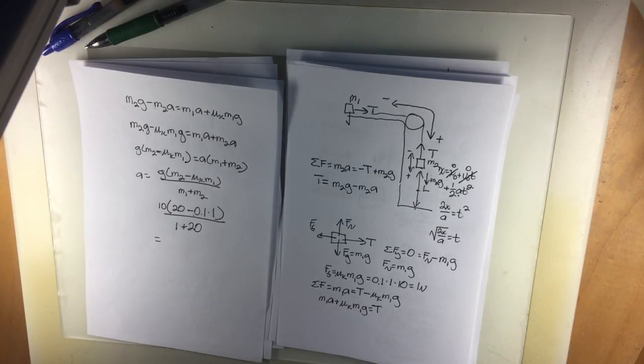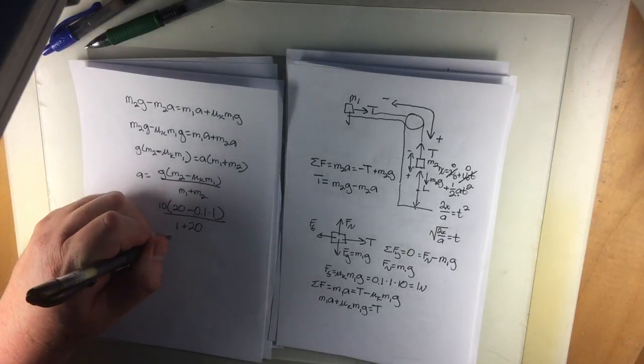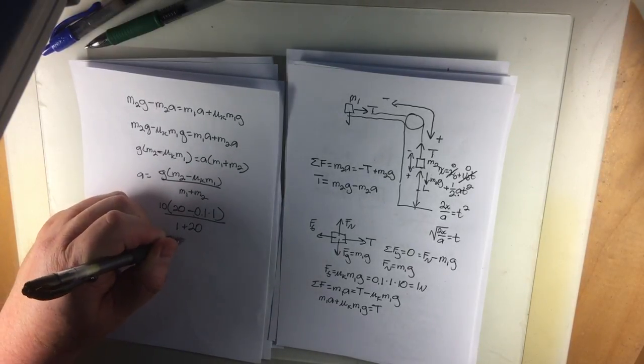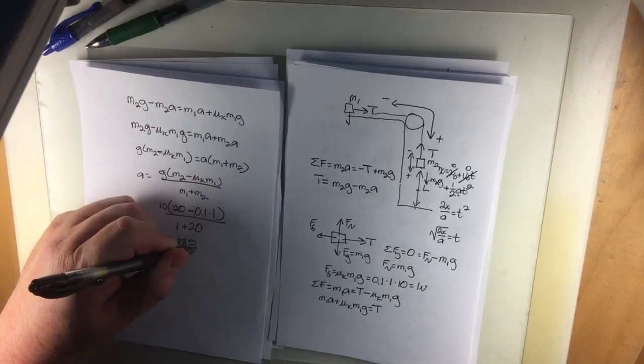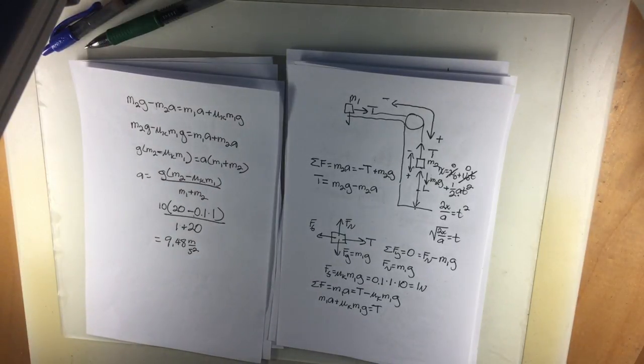So 19.9 times 10 divided by 21. So 9.48 meters per second squared. It's a valid number.